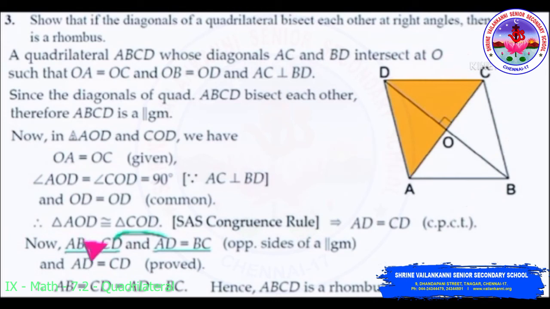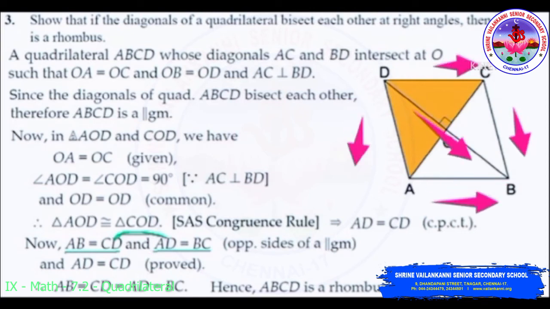So we get AB is equal to CD and AD is equal to BC. In the above, proved that AD is equal to CD. So I can say that AD is equal to CD and CD is related to AB and AD is related to BC. So I can say that AB is equal to CD is equal to AD is equal to BC. So we get all sides are equal in their length and the diagonals are the perpendicular bisector of each other. So the figure formed ABCD is a rhombus.